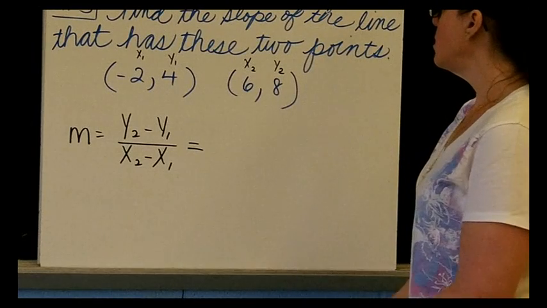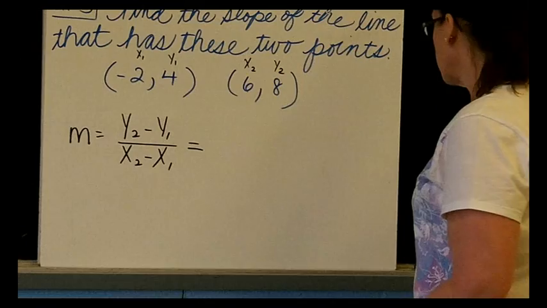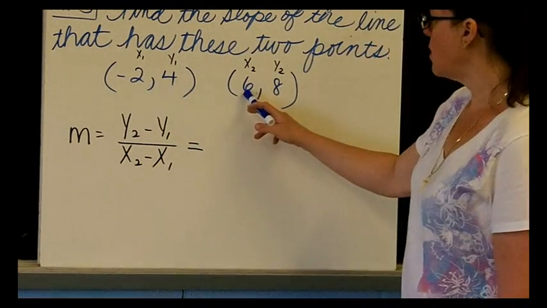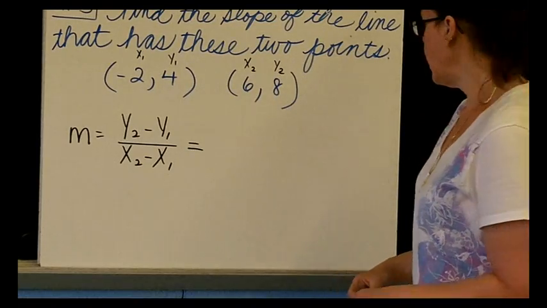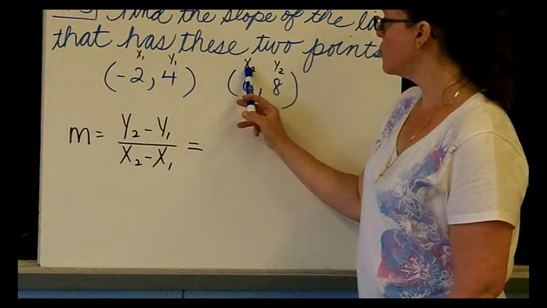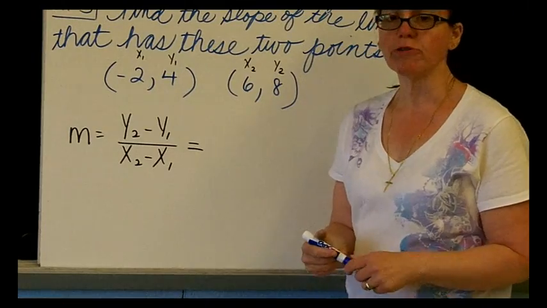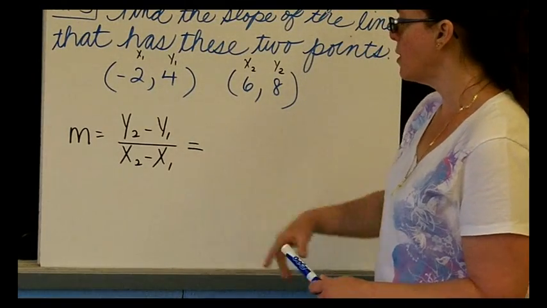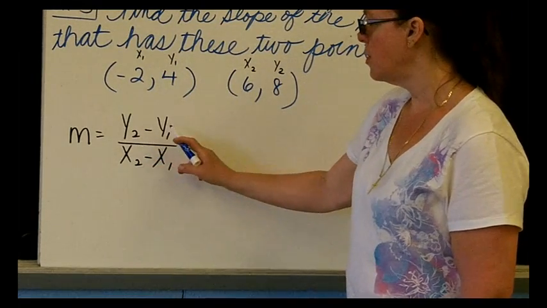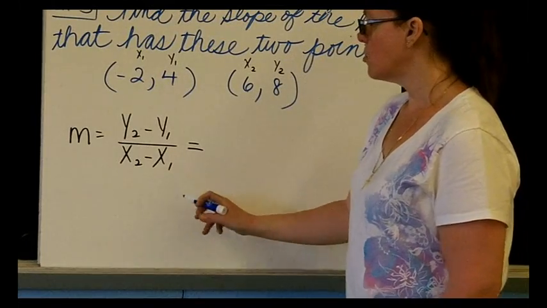So find the slope of the line that has these 2 points. And I already started us off. Here are our 2 points, negative 2, 4, and positive 6, positive 8. And I went ahead and I've already labeled them x1, y1, x2, y2. And just as I've always said, no matter what we're doing, start with your formula. Slope equals the difference of our y's, y2 minus y1, over x2 minus x1.